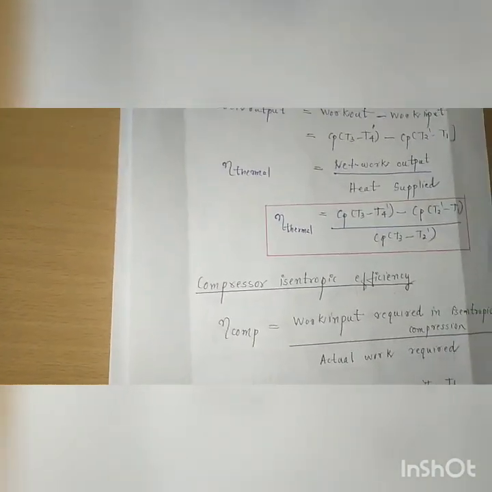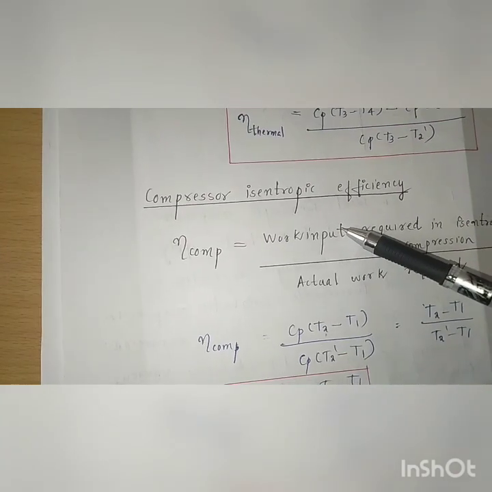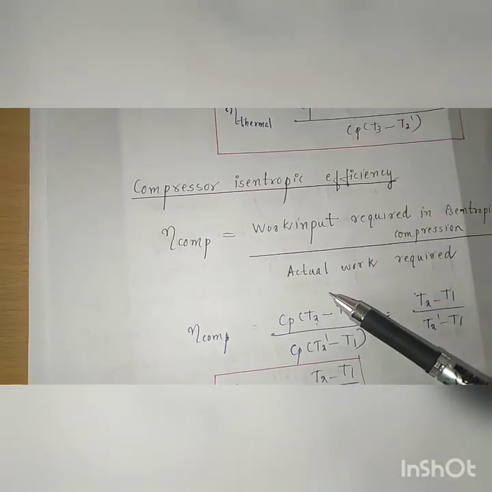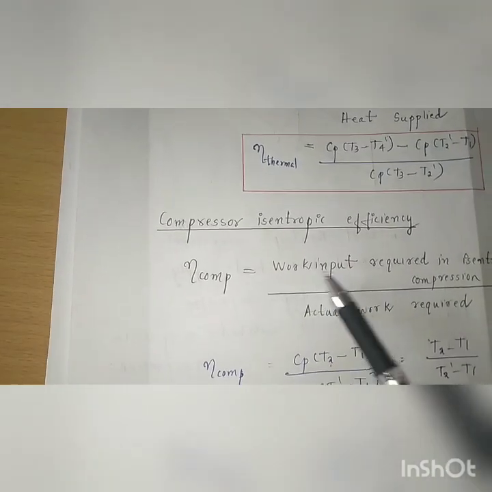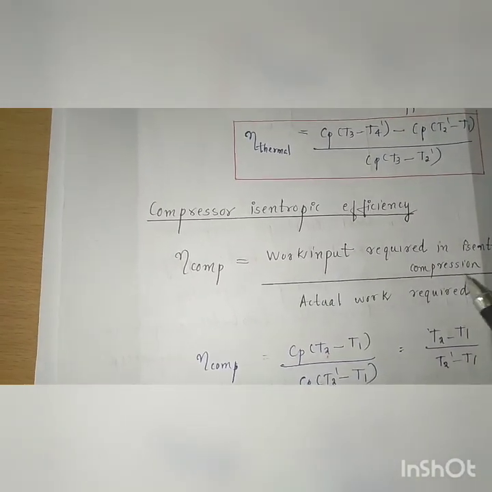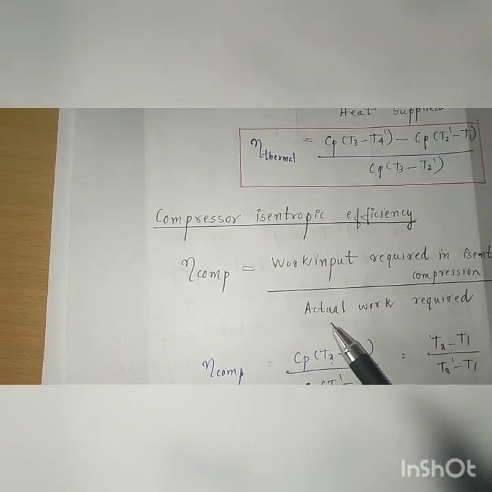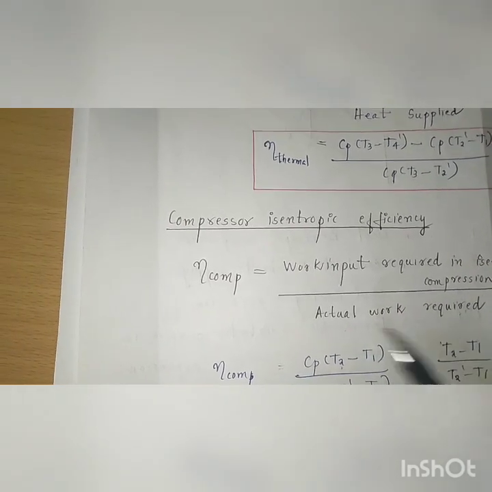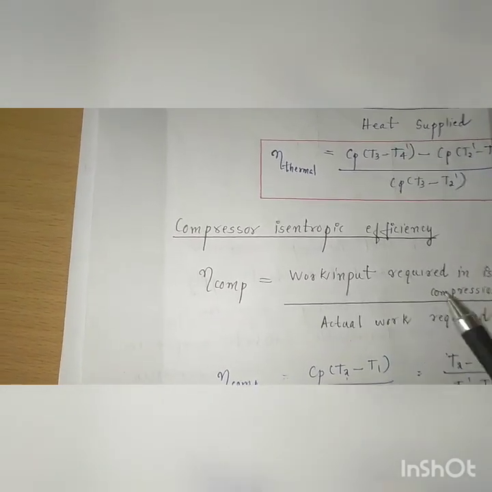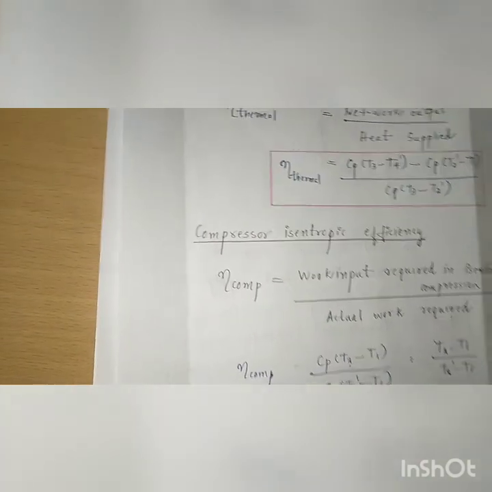Then here we have two components, compressor and the turbine. Compressor isentropic efficiency is the work input required in isentropic compression divided by the actual work required. Whatever actual work we need, that is what we write in the denominator. Then work input required in isentropic compression.